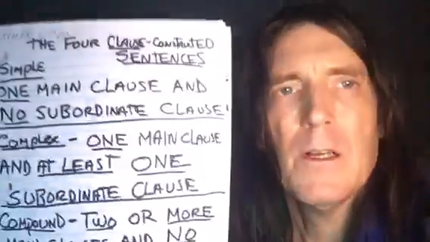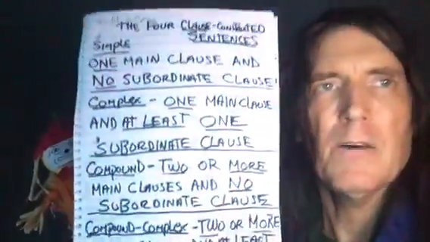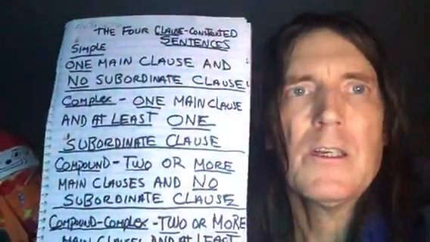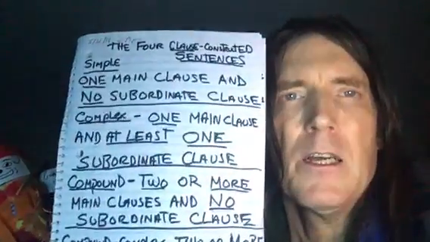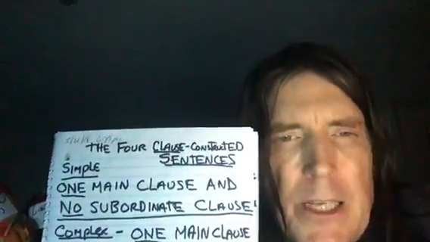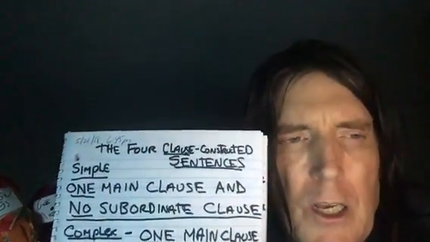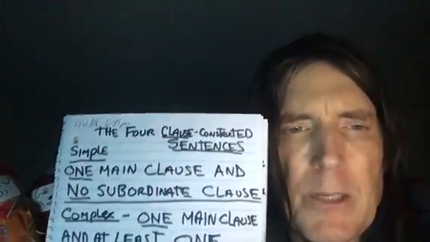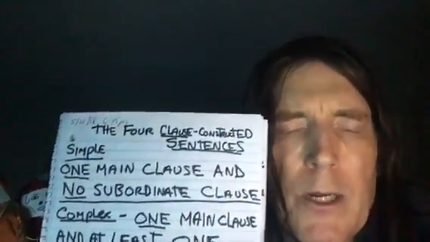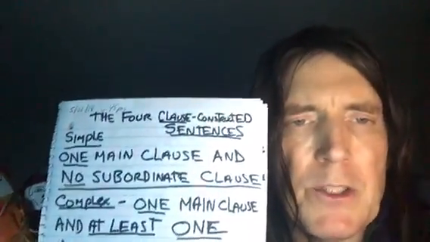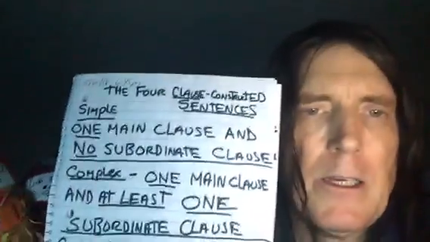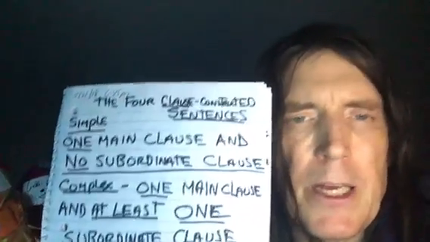Here are our four types of clause sentences. We have the simple sentence. We have one main clause, no subordinate clause. Just the one main clause. That's all we have in a simple sentence. Johnny went home. There's your simple sentence. We did not have enough players. There's another simple sentence.